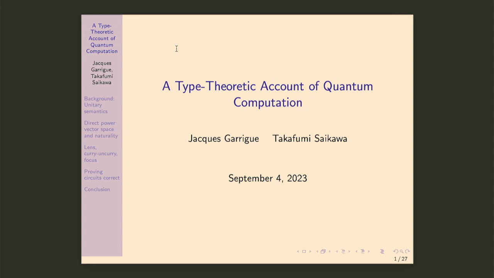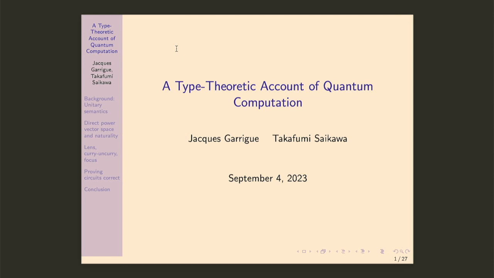All right, so the first speaker, or third speaker in the session, first on quantum computation, is Jacques Garrigue, who will tell us how to understand it in a type-theoretic sense, so that we can finally make sense of it all. Or maybe just me.